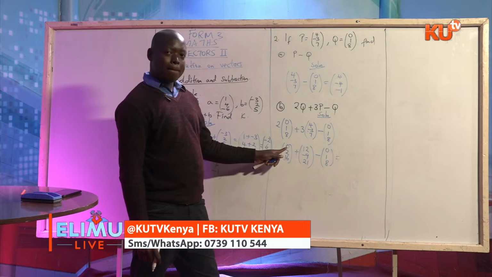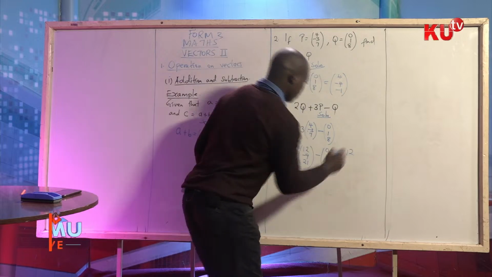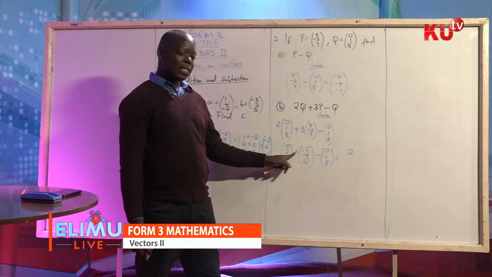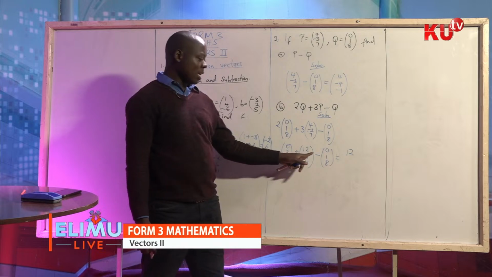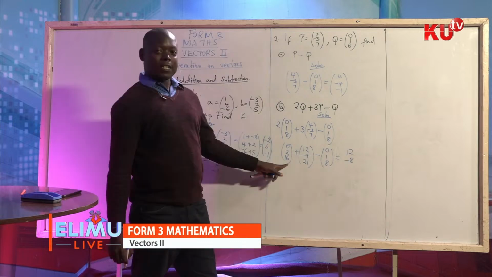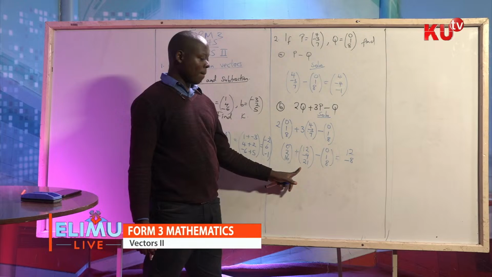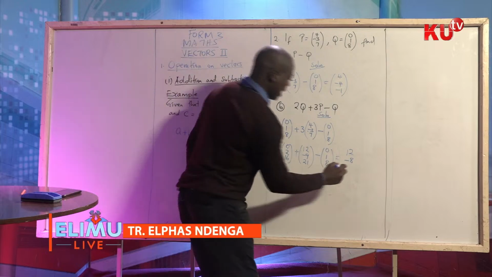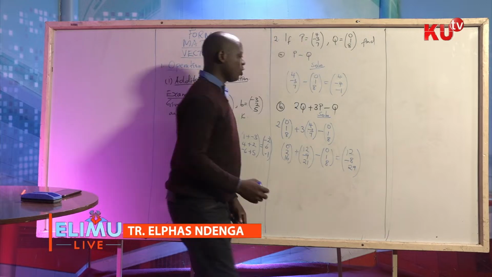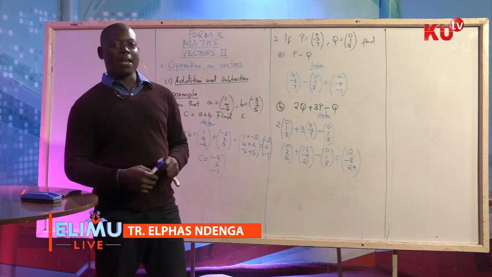Now we have 0 plus 12 minus 0. The result is 12. Again, 2 plus minus 9, that's -7. Then minus 1 gives us -8. 16 plus 21, that is 37. Minus 8, that is 29. And therefore, our vector 2Q plus 3P minus Q is 12, -8, and 29.